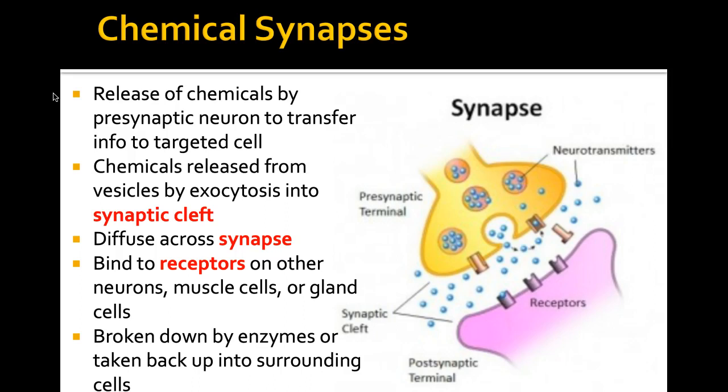They're going to bind to receptors on that other neuron. They're going to be released to, or attached to, muscle cells, also gland cells. They can be broken down by enzymes and then taken back into surrounding cells that way. And ultimately, they send their message because they are chemicals.